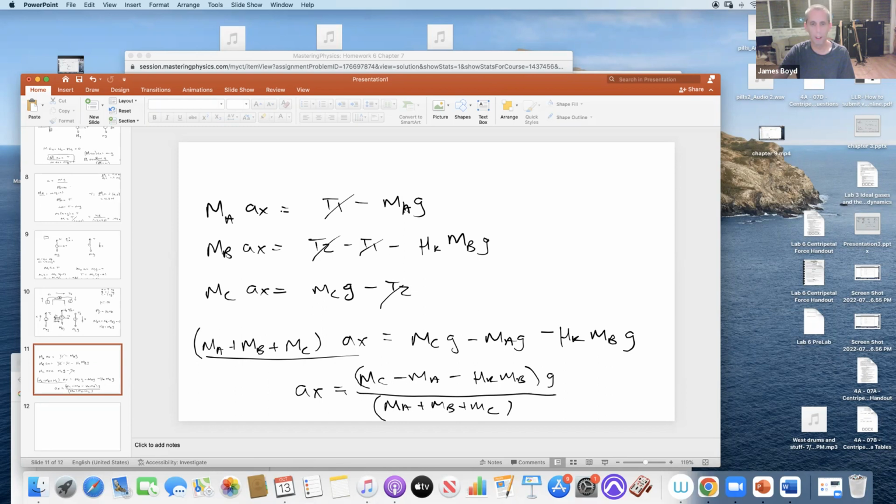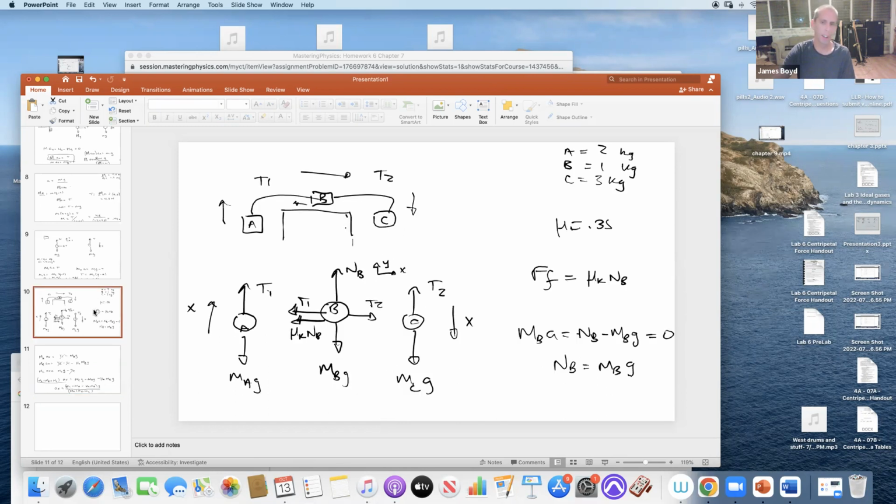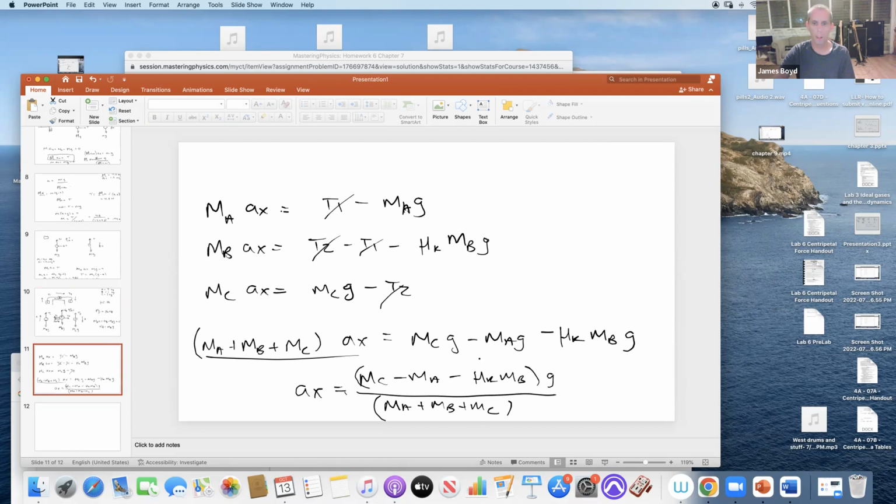Remember, MA was 1, MB was 2, and MC was 3, and mu was 0.35. So the bottom is 6. What I get is 3 minus 1, which is 2, minus 0.35 times 2, divided by 6, all times 9.8, and I get 2.123. Don't round that yet.